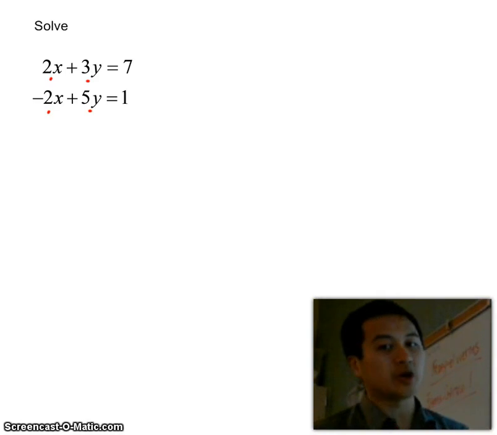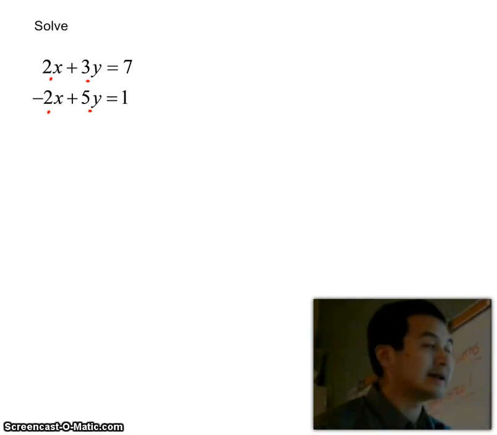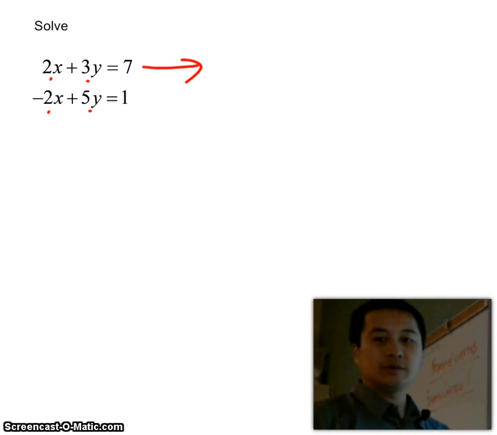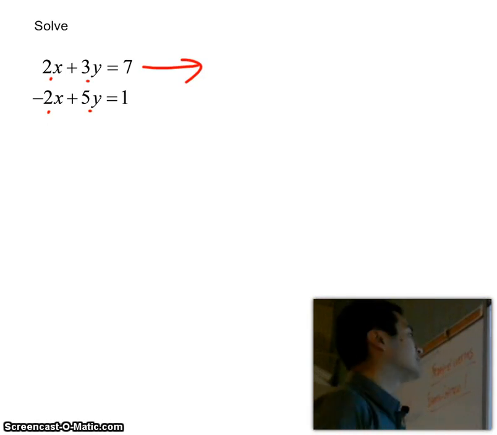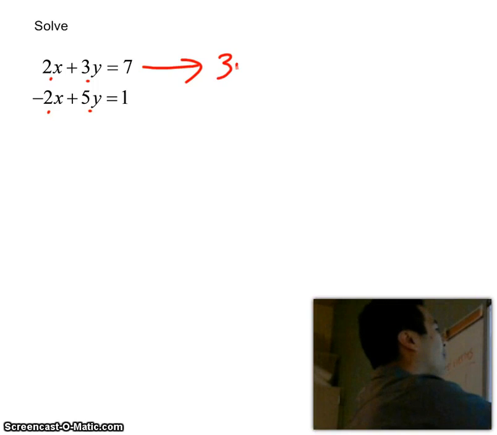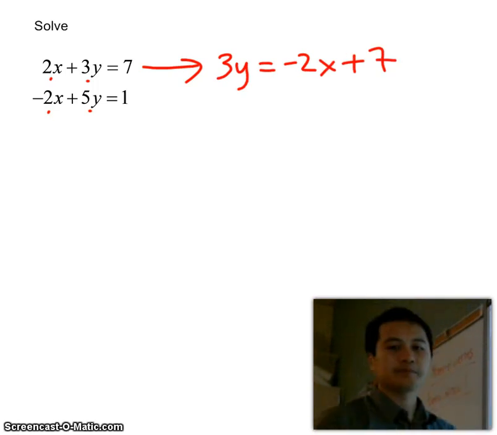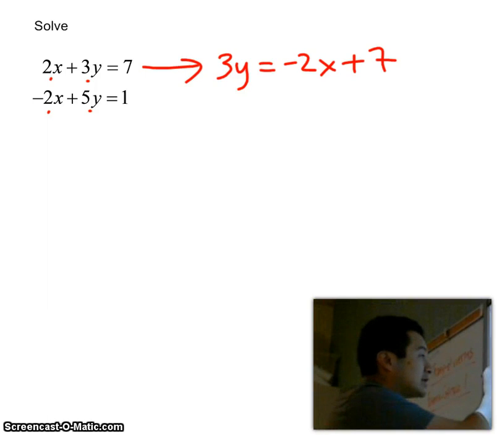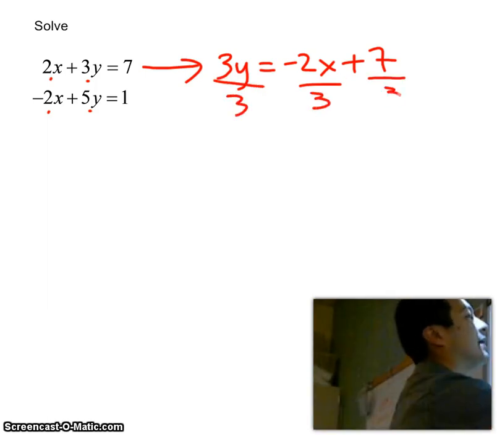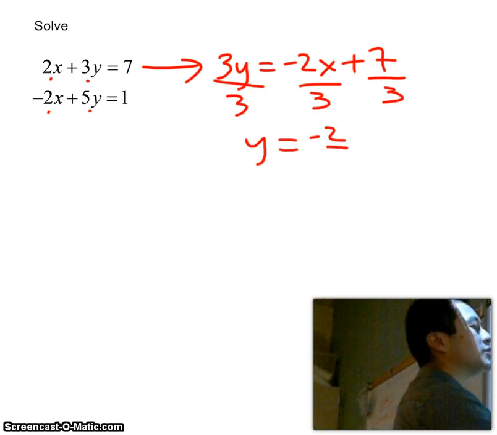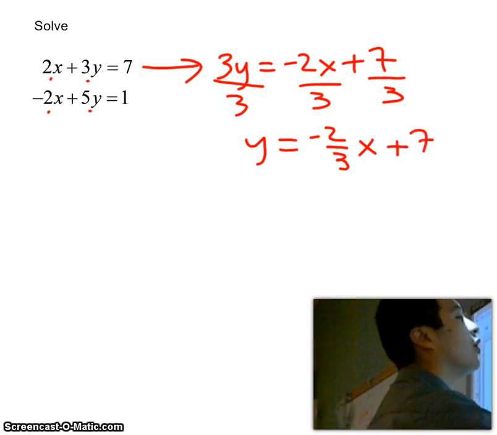If you don't believe me, I'll show you right now. Take a look. I'm going to try to isolate a variable. I'll let you pick. You want me to isolate x or y? Y? Okay, fine. I'll do it. So take a look. 3y equals negative 2x plus 7. Subtracting 2x from both sides. Now what do we do? Divide by 3 on both sides. Everything divided by 3. y equals negative 2/3 x plus 7 over 3.